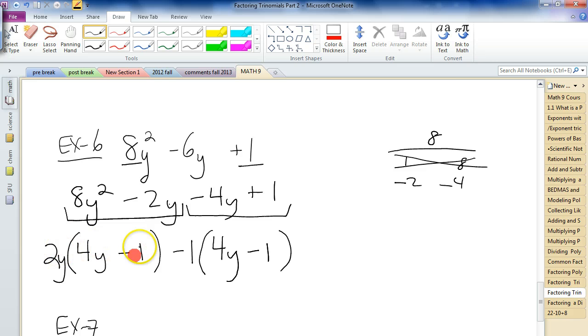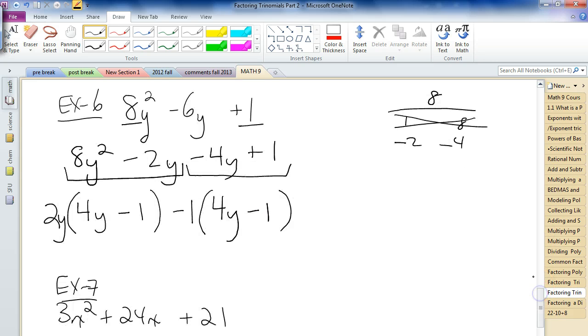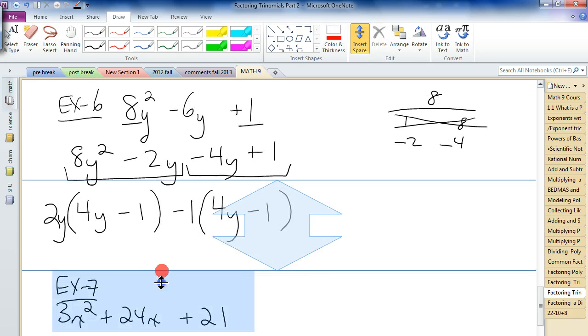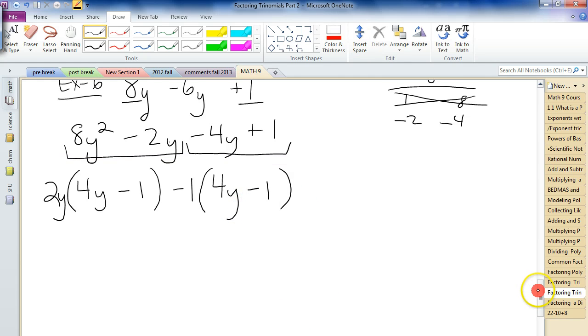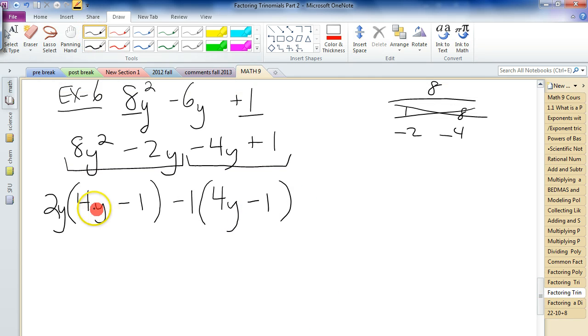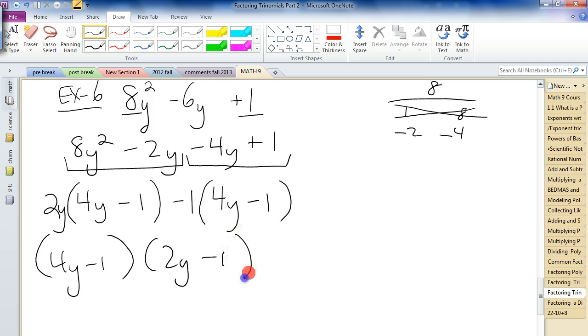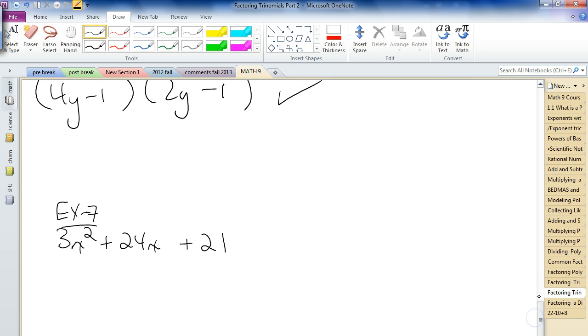And it doesn't hurt to re-FOIL to see if your answer is right, or you're doing it correctly. Okay, so next what we do is pull out the common factor, which is 4y minus 1. 4y minus 1. Oops, ugly brackets. And you're left with 2y minus 1. Careful on this one. Wouldn't hurt to actually rewatch that one again. That's a tricky one. Alright.